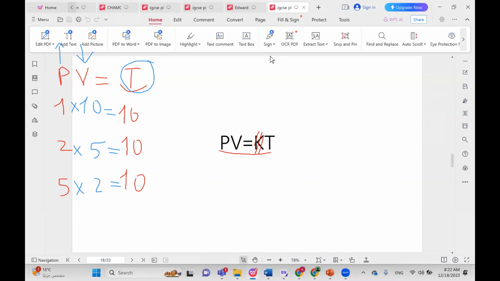This mathematical representation tells us that if we have two variables on the same side equal something else, and we keep this other third item constant, then these two have to follow an inverse relationship, which means that as pressure increases, volume decreases and vice versa. If pressure decreases, then volume increases.